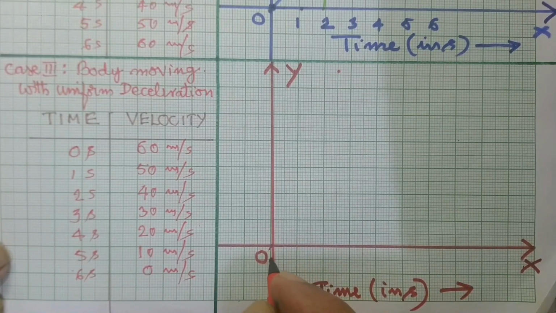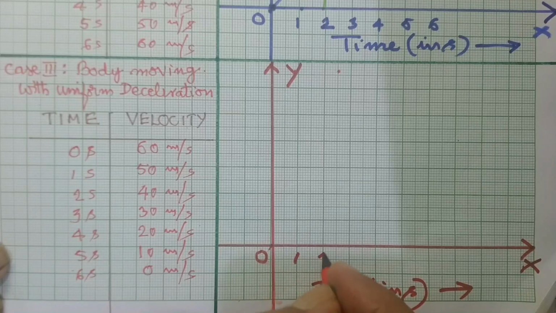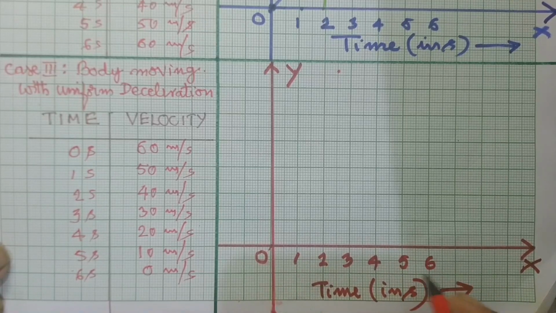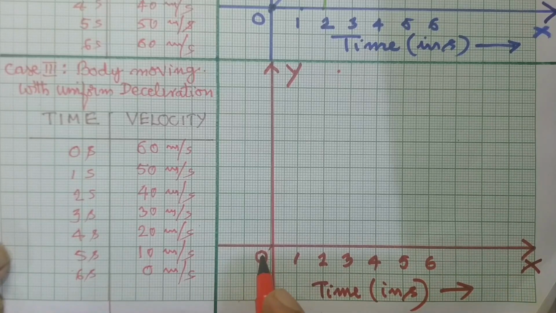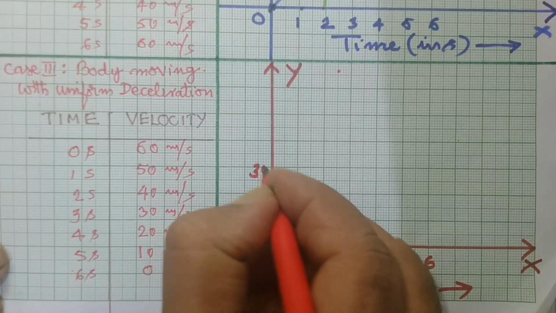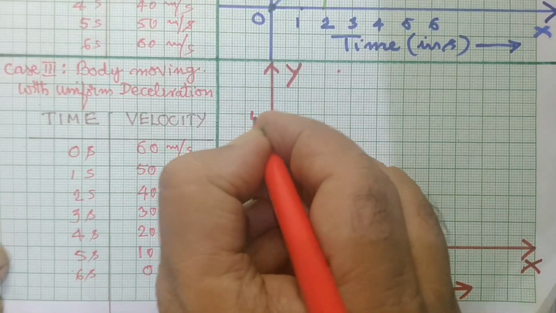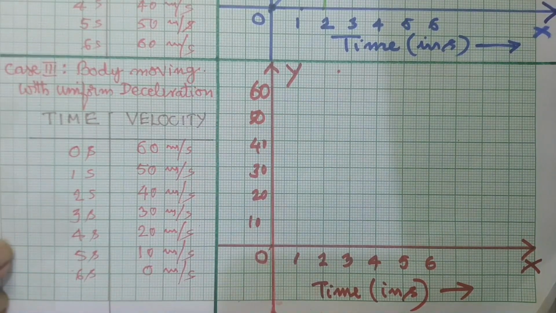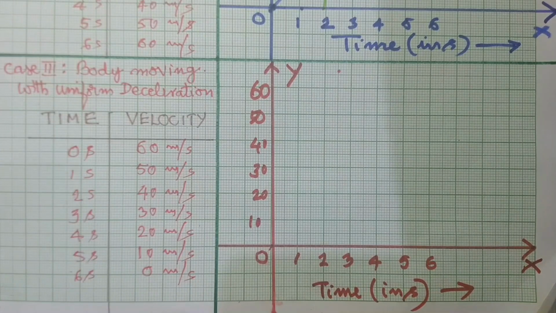On the x-axis, I'll take 0, 1 second, 2 second, 3 second, 4 second, 5 second, 6 second, like that. Here we'll take the velocity 0, 10, 20, 30, 40, 50, 60. Okay, the maximum is 60 we are having. Now let us see the values, how to put it on the graph.